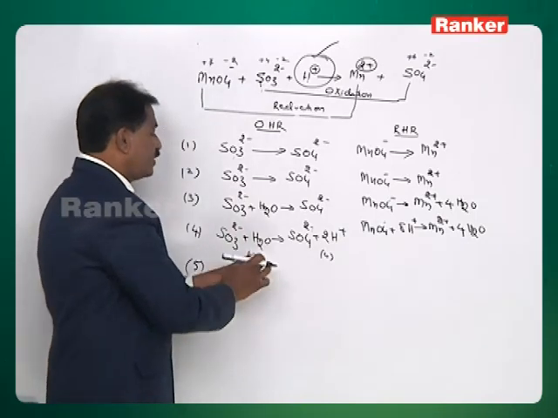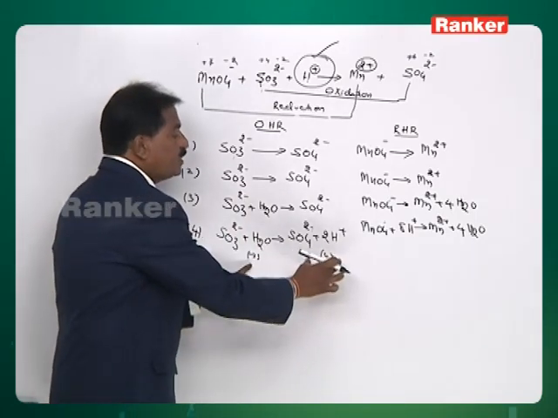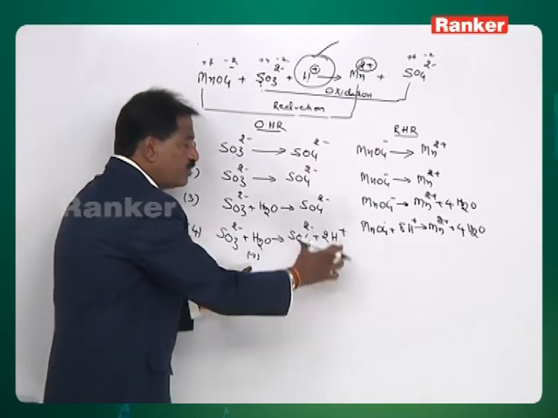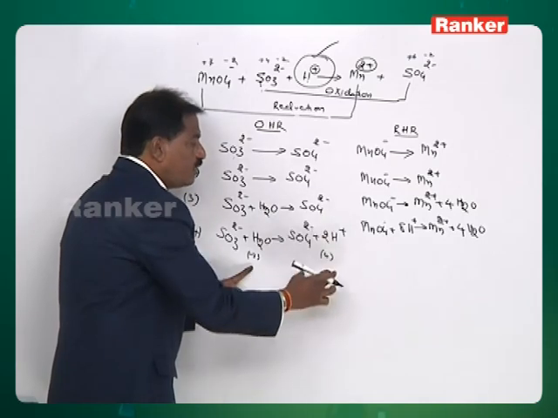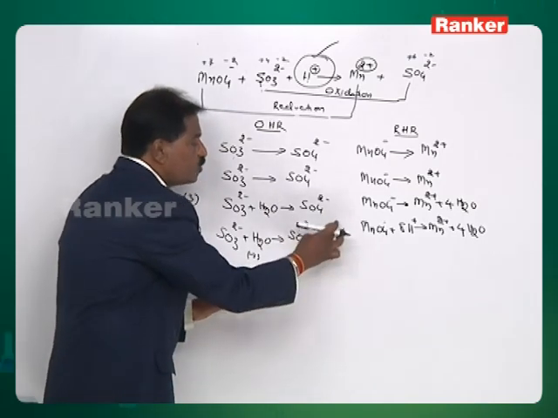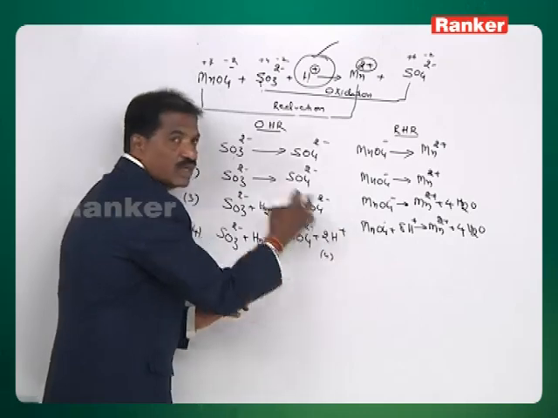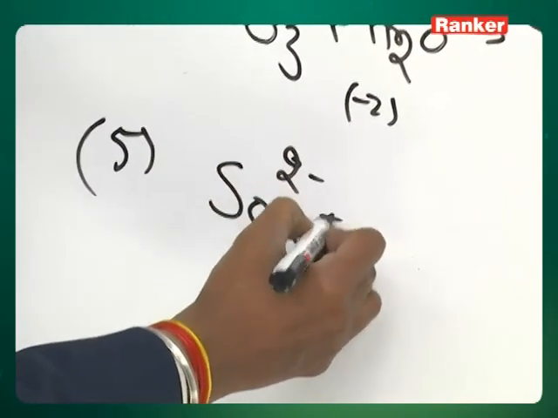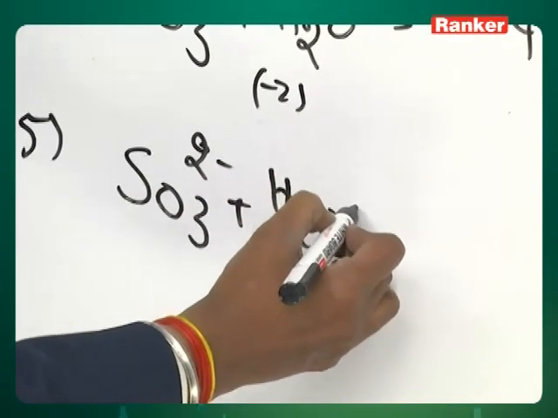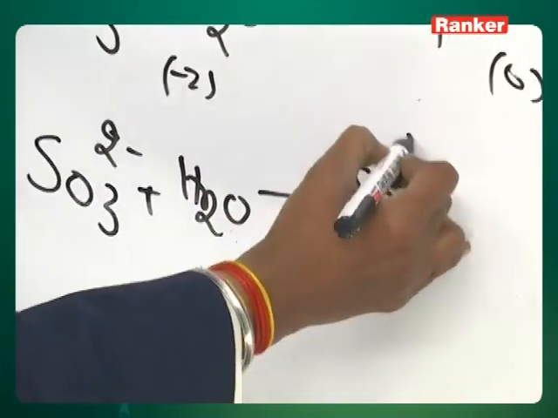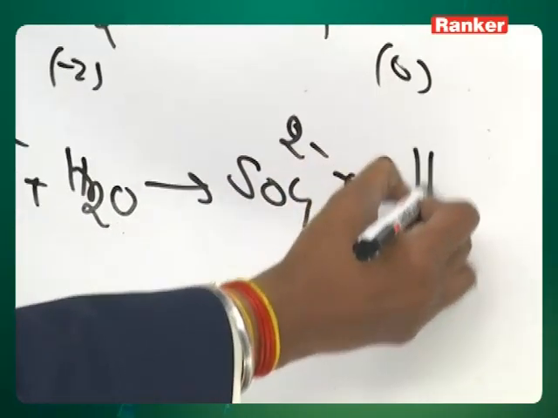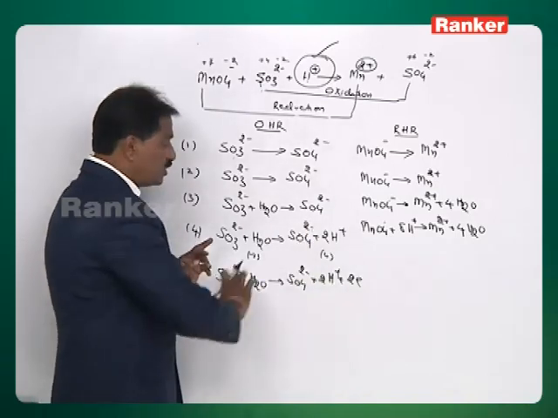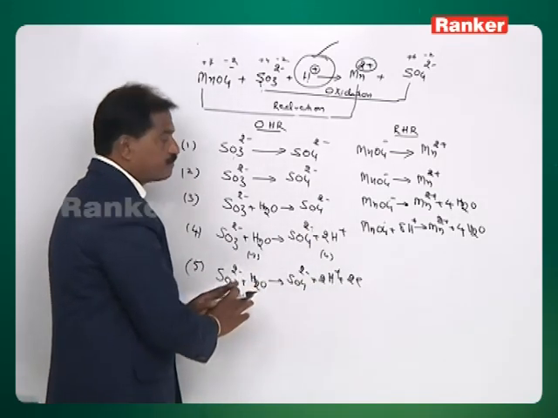Here 2 units of extra negative charge is present. Therefore, here we need 2 units of extra negative charge. Hence, add 2 electrons. For each negative charge you require, add 1 electron. Here we need 2 negative charges, therefore add 2 electrons. SO3 2- plus H2O gives SO4 2- plus 2H+ plus 2 electrons. Now you count the total charge here and this side, they will get balanced.